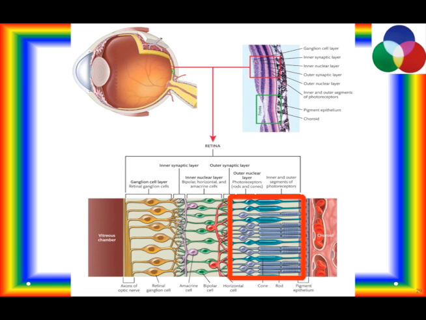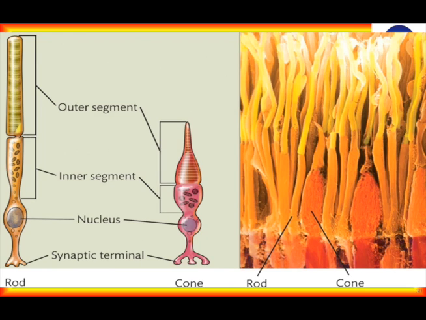So on to rods and cones. The rod looks like a rod, and the cone looks like a cone. The cones are a little bit shorter, the rods are long and narrow. They both have an outer segment and an inner segment, and then a nucleus and synaptic terminal. The rods, you can see in this picture, look very similar to the schematic diagram on the left.